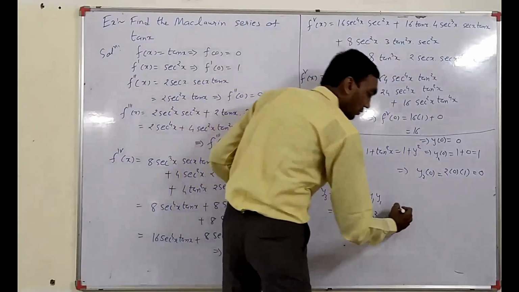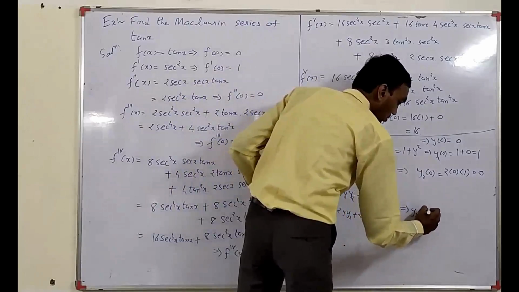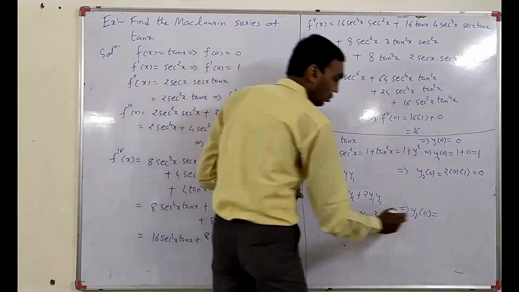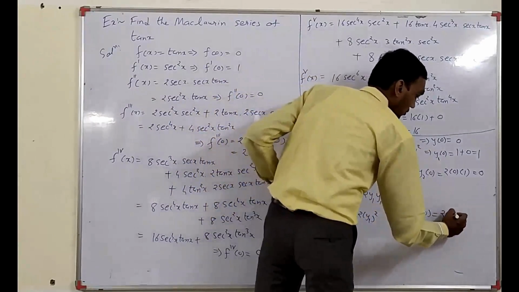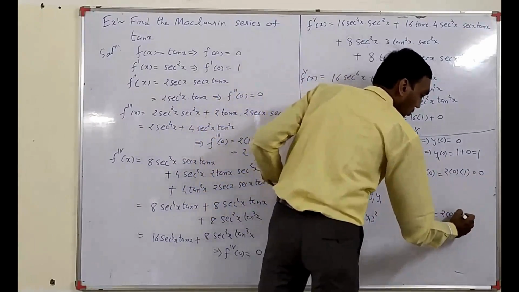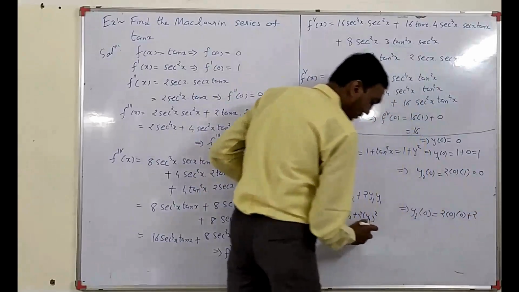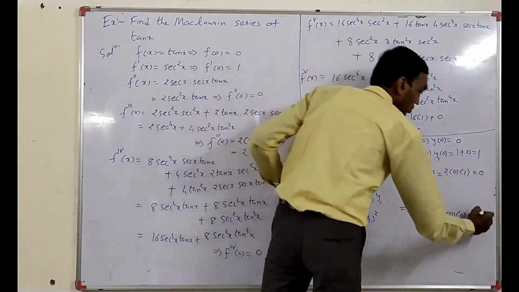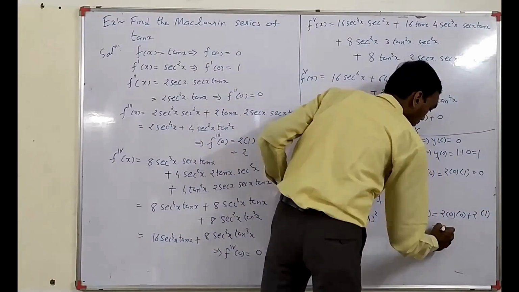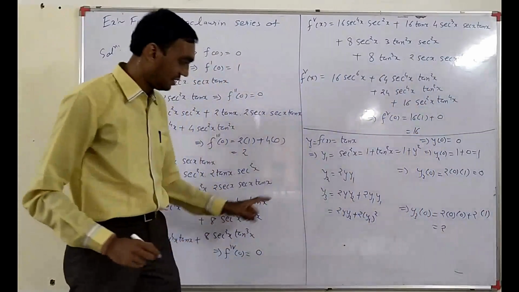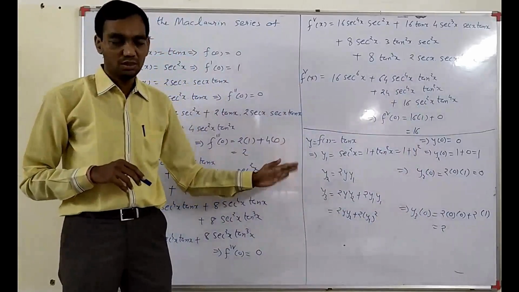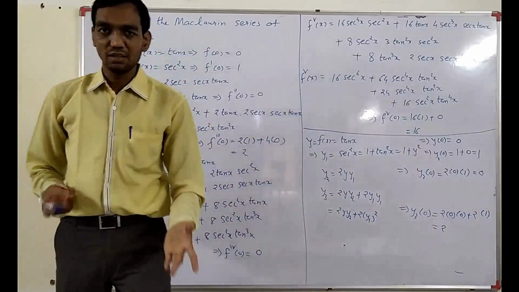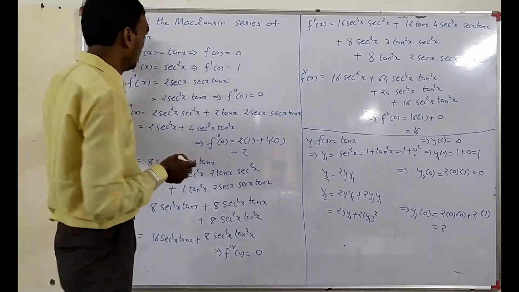If you are going to find y3, then y3 0 will be 2. Now y0 has a value 0, y2 0 also has a value 0, and 2 into y1 0 has a value 1, so 2 into 1, and that will be a 2. So the answer will remain the same, only you are writing it in another form. Otherwise you can use either of them. The answer will remain the same.